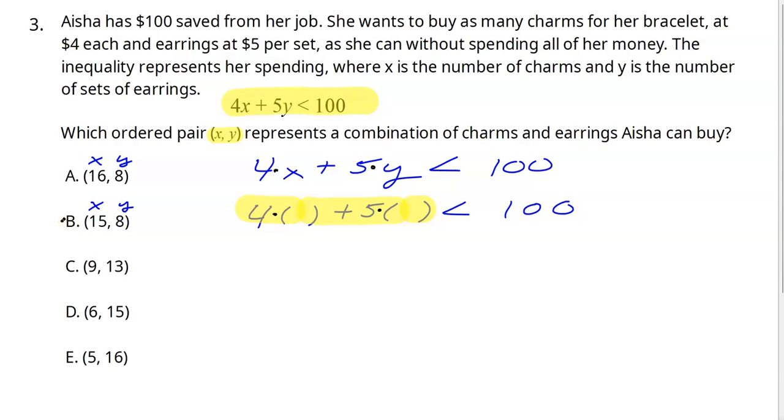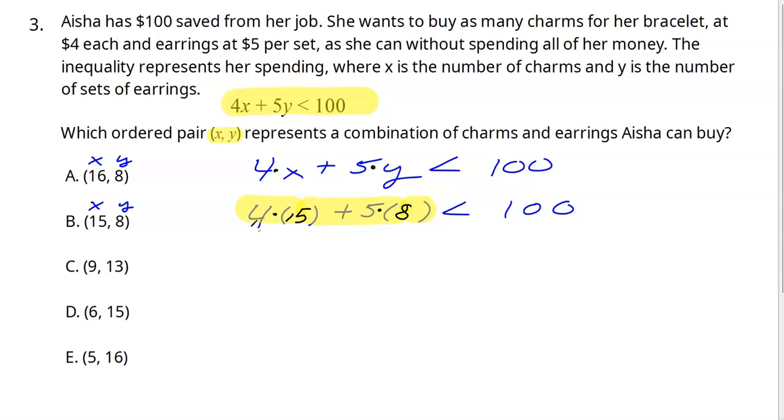Now I'm going to use 15 and 8 and see if that combination works. I think this is going to work, B, because this is 16 and 8, and 15 is a little smaller than 16. If I had to guess, it's going to be B at this point. But let's go ahead and just test it out real quick. I'll plug in x is 15, and y is 8.